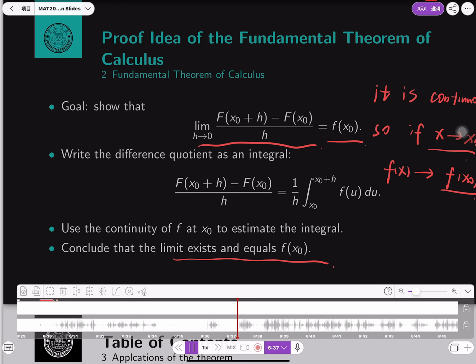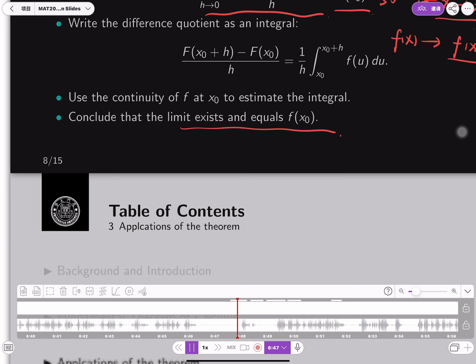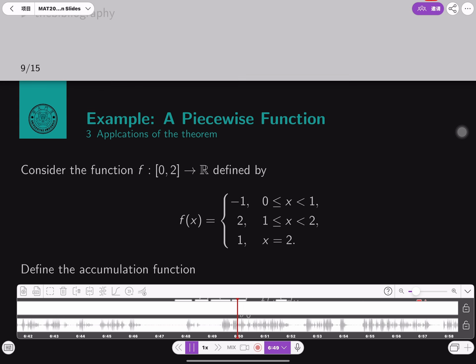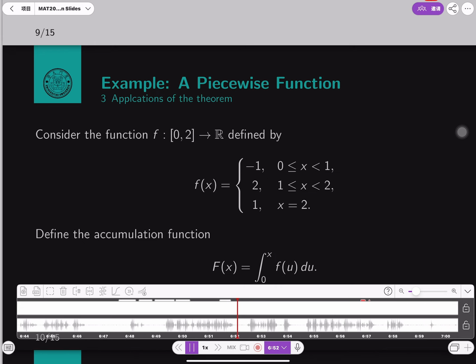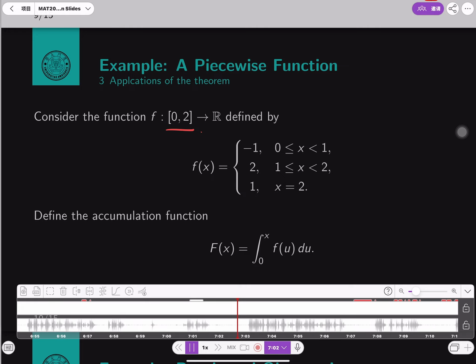Okay, we know the fundamental theorem of calculus, then we need to use it. We need to learn how to apply it in practice. Next, I will illustrate the theorem using an example. Here, we consider a piecewise defined function on 0 to 2, a bounded closed interval. Although the function is not continuous everywhere, we can look at here.